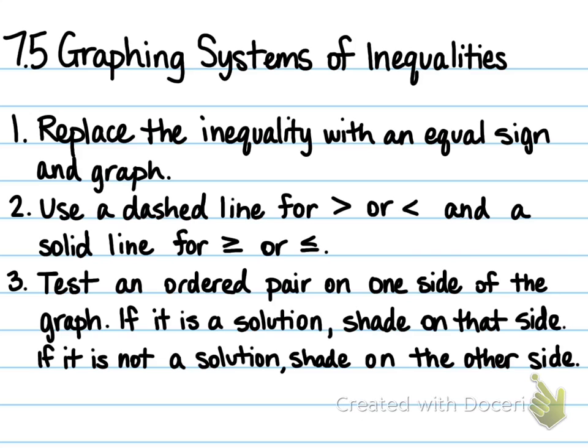In order to determine where to shade, you want to test an ordered pair on one side of the graph. Most of the time I like to use (0, 0) because it's easy to plug into the equation. If you plug (0, 0) into your inequality and it is a solution, it makes a true statement, then you're going to shade on that side of the graph where (0, 0) is. If it's not a solution and you get a false statement, then you're going to shade on the opposite side.